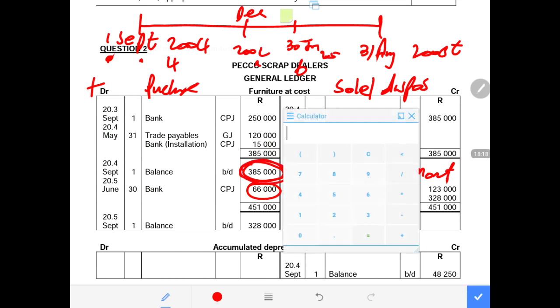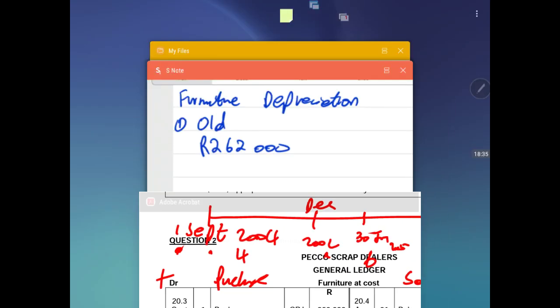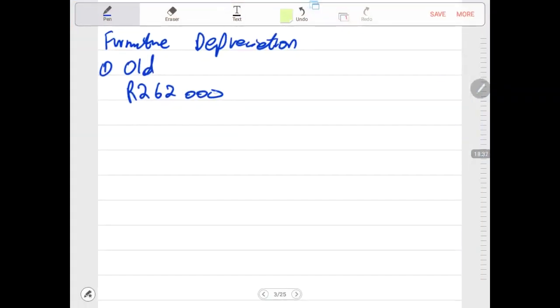385,000 rands. That was the cost of the finisher at the beginning of the year, 385,000 rands, and we sold the finisher that cost us 123,000 rands. So the old and the remaining finisher will be 262,000 rands. So that is the one that I'm focusing on first.